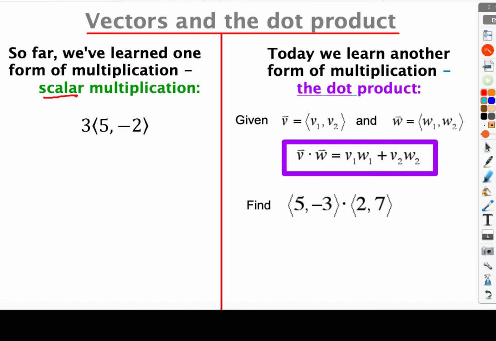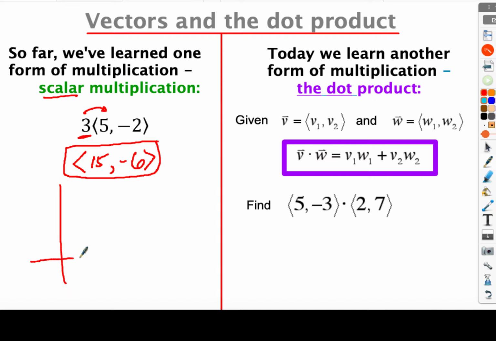So again, if we're going to multiply our vector over here at the left by 3, essentially we just distribute. So 3 times 5 becomes 15, and 3 times -2 would become -6. And we basically just get a vector that's 3 times longer, right? But in the same direction, proportional.